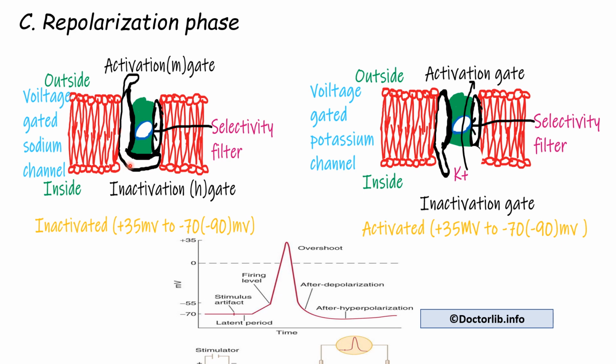They close here, and at that particular time, after a fraction of a millisecond, the gates of the potassium channels also open up. They open because the potential has now become more positive. Now what will happen? Potassium will start moving out. Now no sodium, no positive ion, is moving in, but positive ions are moving out.